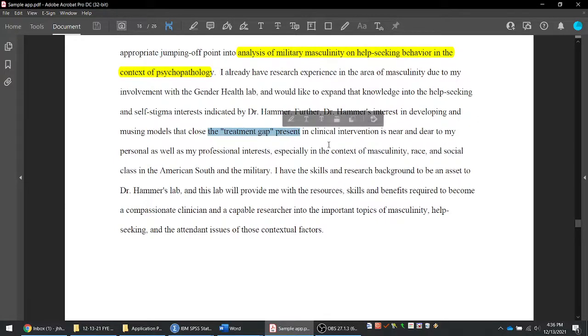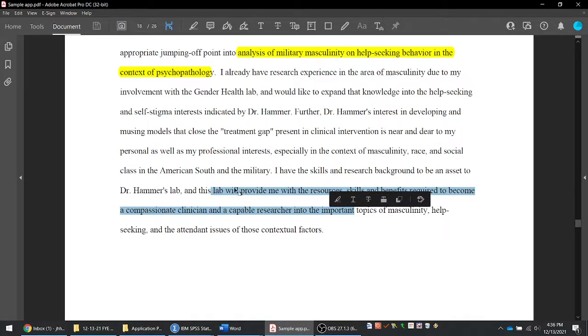Okay, speaking my language is near and dear to my personal as well as professional interests, especially in the context of my skills and reach. So what will this give you? It dovetails with your goals: to become a compassionate clinician and capable researcher.